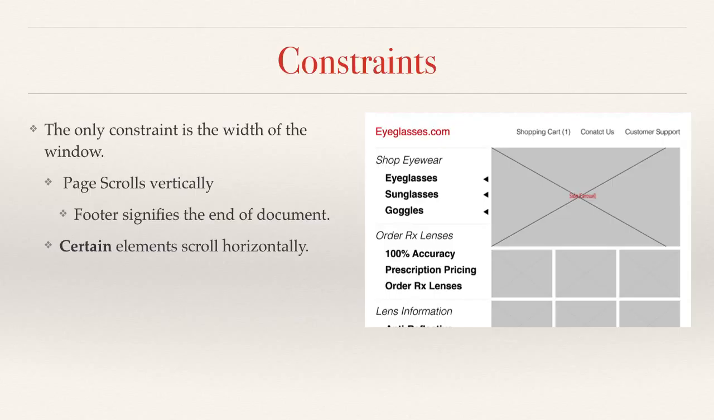The only constraints within the application is the window itself. The page will scroll vertically up and down until it gets to the footer, which would signify the end of the document. Certain elements can scroll horizontally. It's not as much of a scroll as it is paging. For example, the main slider on the home page would cycle through images.